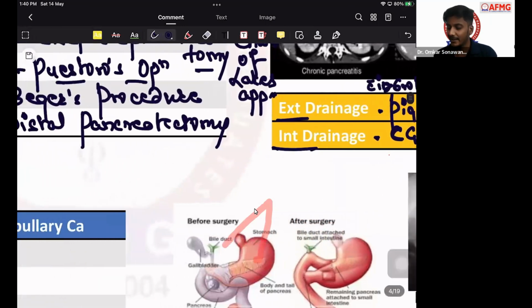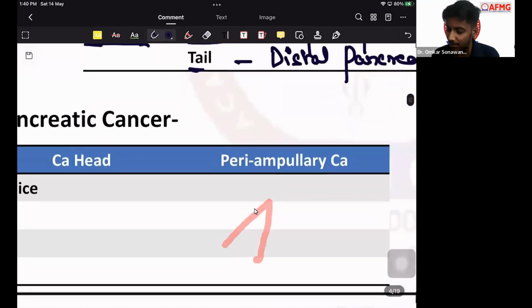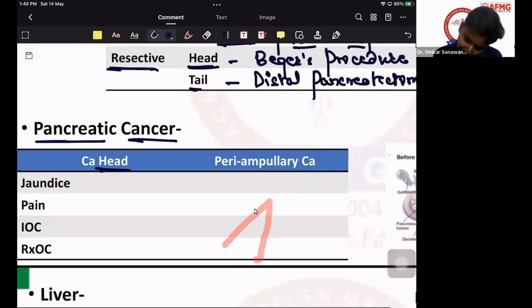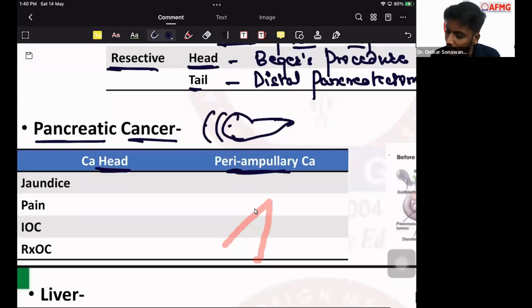Now, if I talk about pancreatic cancer, guys. Pancreatic cancer can be either at the head of the pancreas or at the periampullary junction. What do I mean by the periampullary junction? For example, this is your pancreas, this is your duodenum, and at this junction, if there is cancer, usually in the duodenum or at the ampulla.